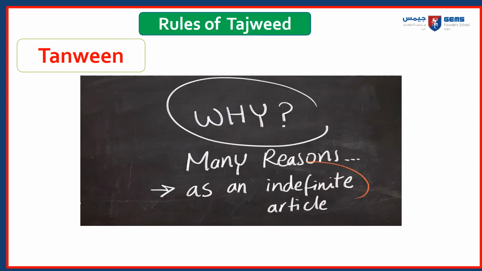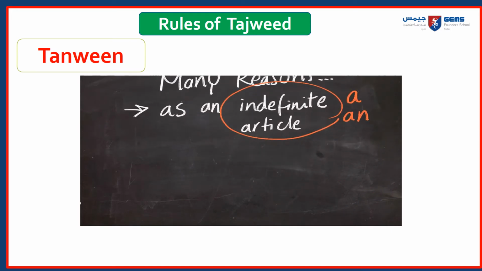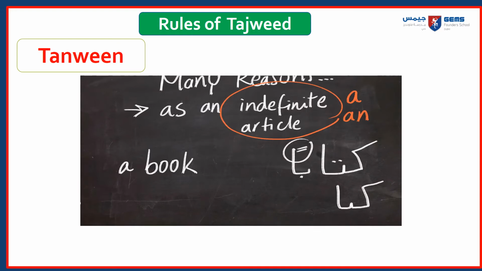Indefinite articles in English, for example, are a and an. So instead of using a and an in English, we're using tanween in Arabic. So we can translate a book in English to kitaban, or we can also translate it to kitabun or kitabin. Now you must be wondering, when do we use each of them? This depends, of course, on the position of the word in the sentence. But we're not going to go deeper into this part yet because this is related.